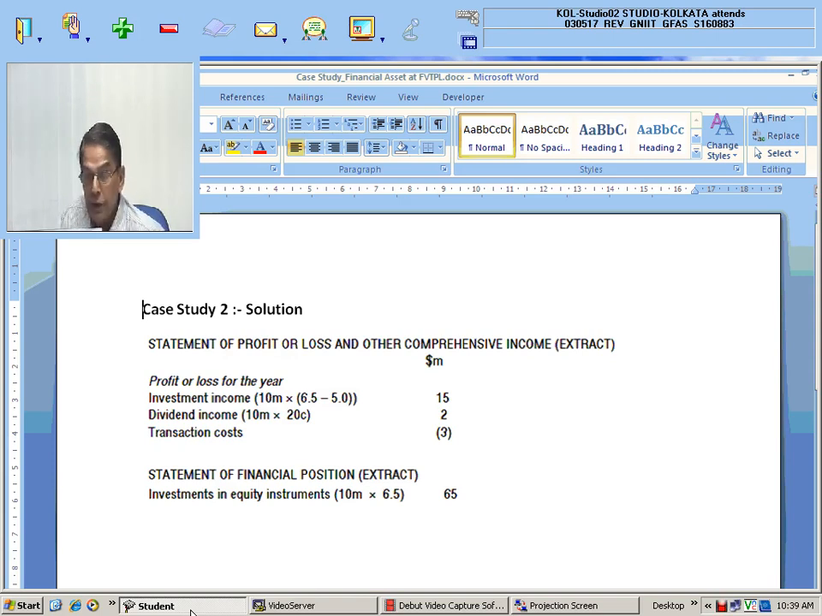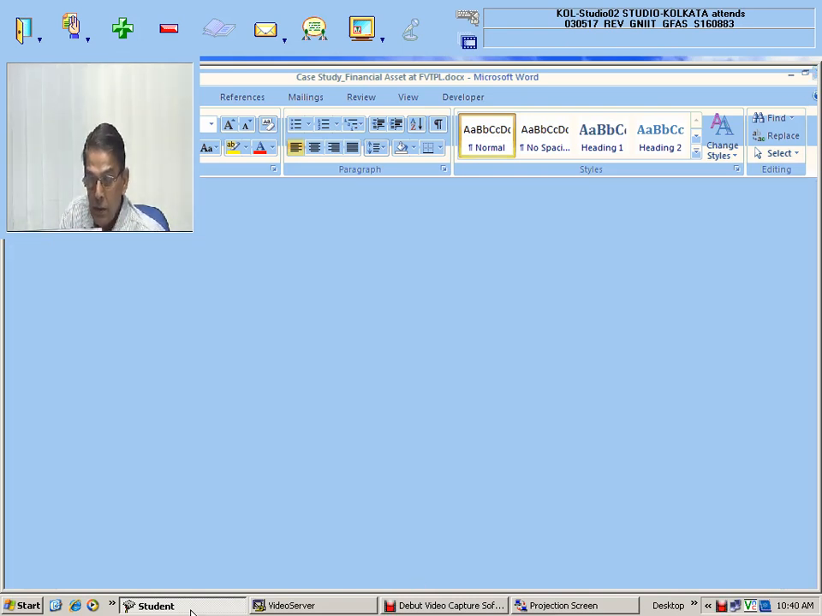In the statement of financial position or balance sheet, the investment in the equity instruments will be shown at the subsequent measurement of 65 million. I hope it is clear to all of you. Very simple example. Is that clear to everyone?